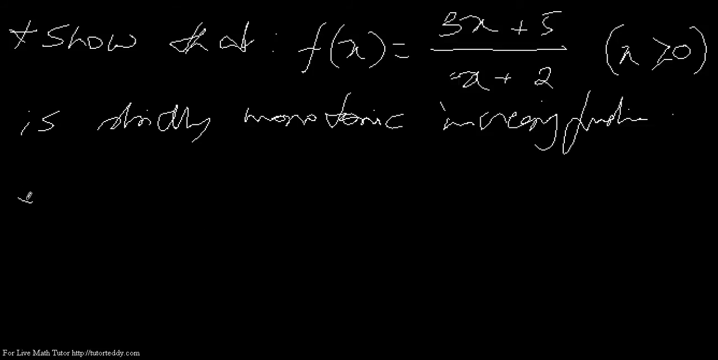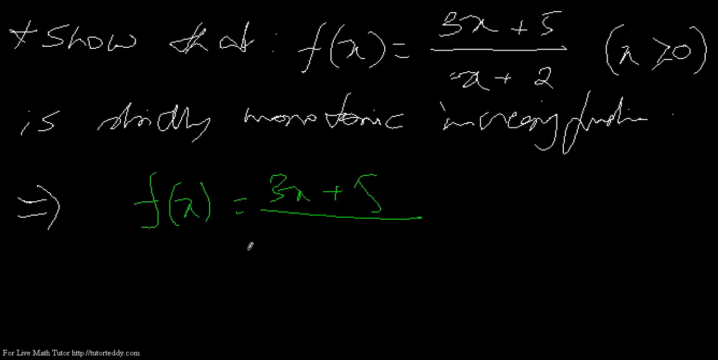So we start solving this. We take the given function, that means f(x) equals (3x + 5) over (x + 2), where x is greater than or equal to 0. Now here we assume let x1 and x2 be two values of x such that 0 is less than or equal to x1, which is less than or equal to x2. That means x1 is smaller than x2.